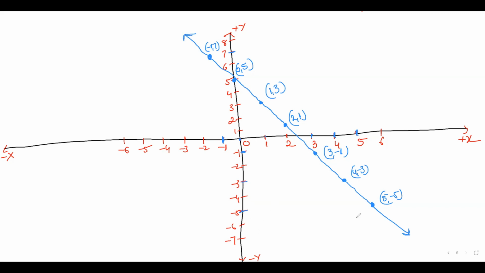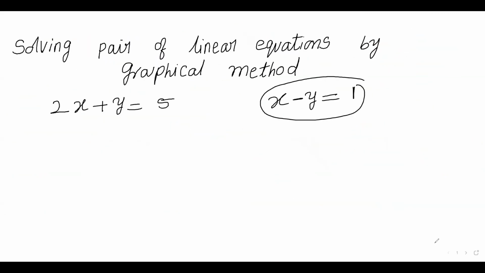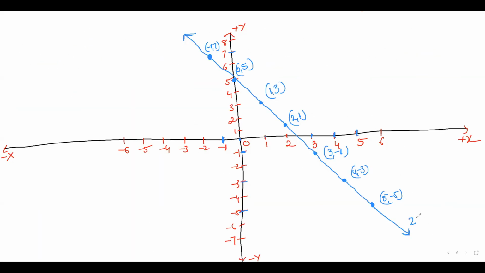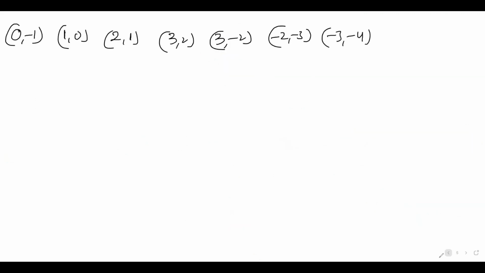Okay. So first line, what is the first equation? Please go and check what is the first equation. 2x plus y is equal to 5. This is the graph of 2x plus y is equal to 5. First line is done. Let's go to the second line.